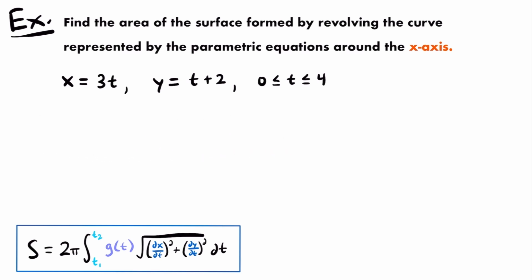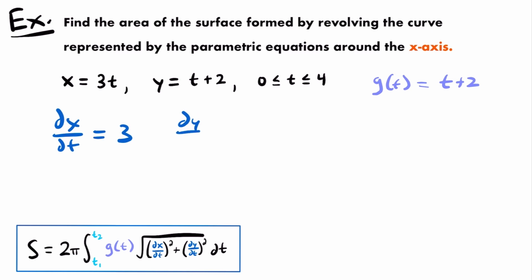All right, so far we know this. We know that g of t is equal to t plus 2. That's just what y is equal to. And now let's find dx dt and dy dt. dx dt is equal to the derivative of 3t, and that's just going to be 3, right? The derivative of t to the first power will just be equal to its coefficient, which is 3.